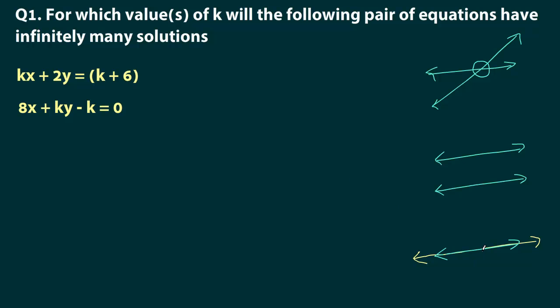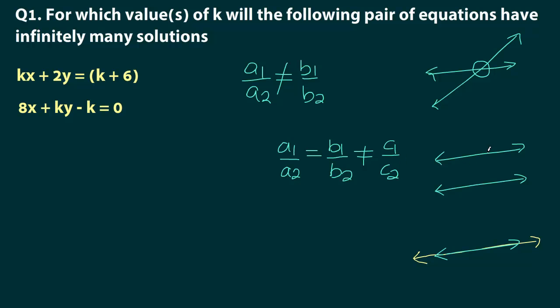We have also learned that by simply comparing the ratios of the coefficients of x, y, and the constant, we can find out whether we are dealing with situation 1, 2, or 3. So what we do is we find out the ratio. Let's write that very quickly. If we have a1 by a2, we first find out this. Then we find out b1 by b2. In the first situation, these two ratios are not equal. Then we are dealing with this. In the second situation, a1 by a2 is equal to b1 by b2, but not equal to c1 by c2. So then we are dealing with this situation.